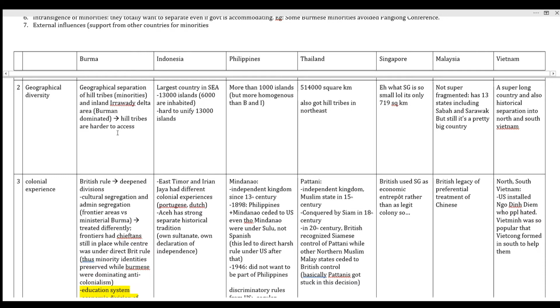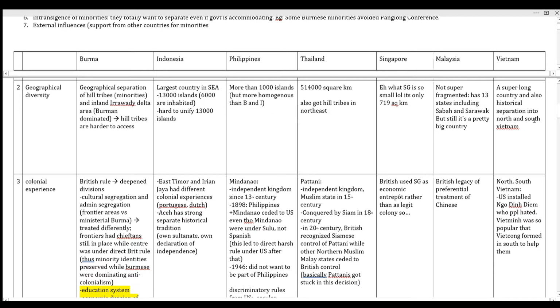Of course Singapore, I think everyone knows how tiny it is, so let's move on. Malaysia is okay. It has the mainland plus Sabah and Sarawak. It is a big country compared to Singapore, of course, but it is not super fragmented compared to Indonesia and the Philippines. And Vietnam, well, the thing about Vietnam is that it's really long.